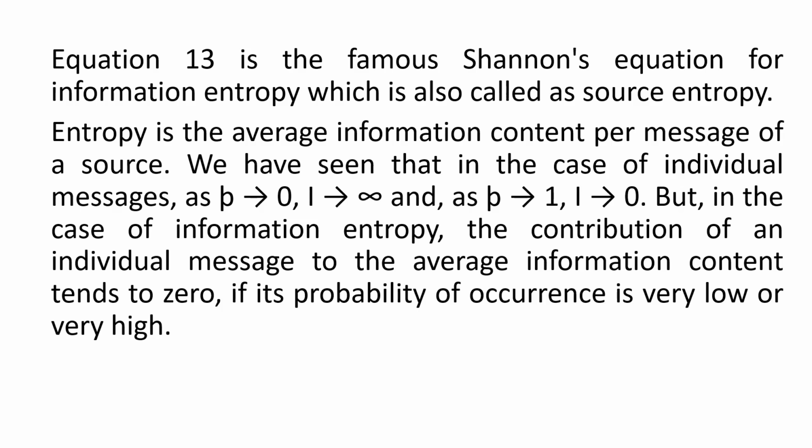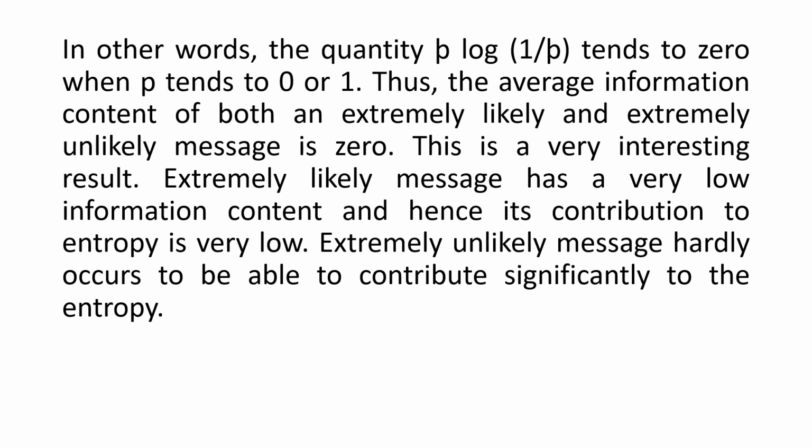This equation can be interpreted as the entropy being the average information content per message of a source. We have seen that in the case of an individual message, as p tends to 0, I tends to infinity, and as p tends to 1, I tends to 0. But in the case of information entropy, the contribution of an individual message to the average information content tends to 0 if its probability of occurrence is very low or very high. In other words, the quantity p log of 1 by p tends to 0 when p tends to 0 or 1. Thus, the average information content of both extremely likely and extremely unlikely messages is 0. This is a very interesting result.